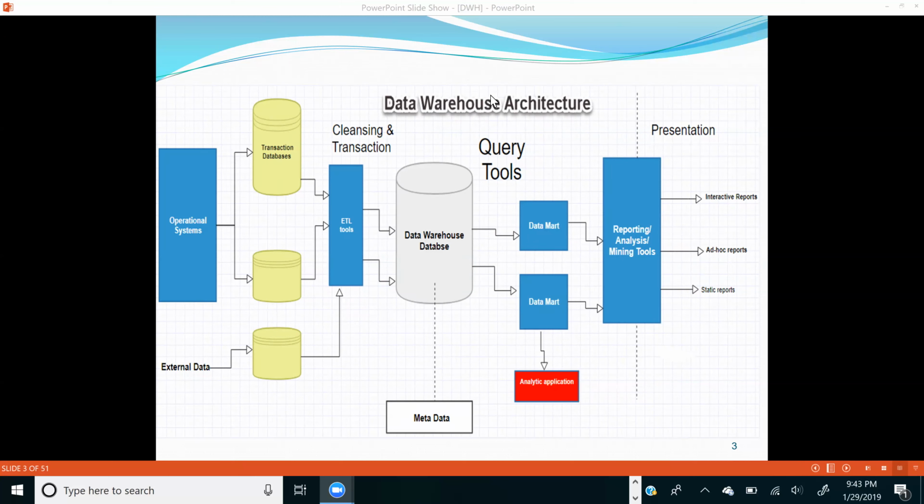I think OLTP database is mostly referred to for pulling reports more than OLAP. Okay. OLTP is used by the customers or users, and OLAP is used by the business. Okay, good.